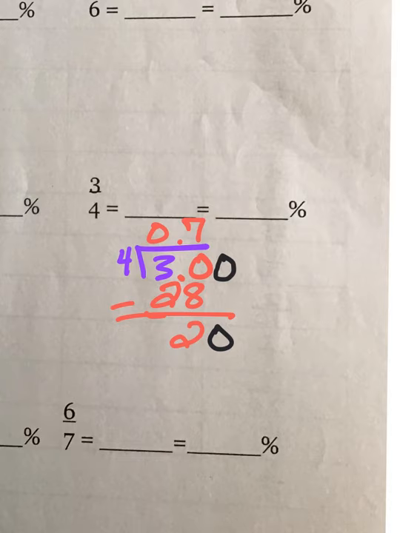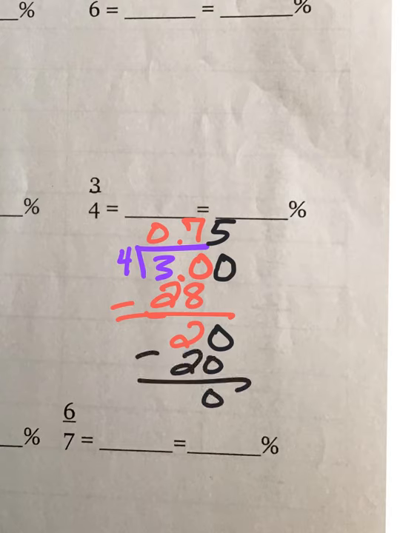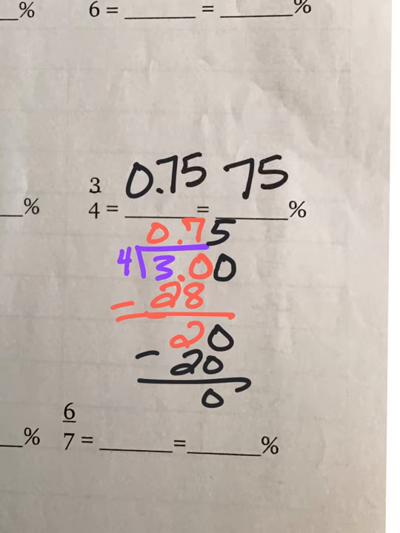Okay, if I have 20 hundredths and I want to divide it into 4 groups, I can put 5 hundredths in each group. 4 times 5, of course, is 20. So when I subtract, I get 0. You will notice I do not have to add a third 0. It came out to be 0.75. So as a decimal, our answer is 0.75, and that is 75%.